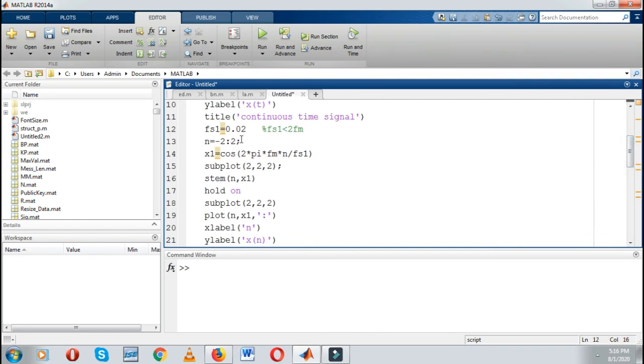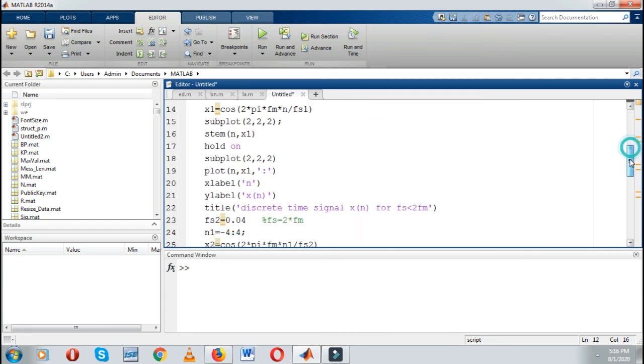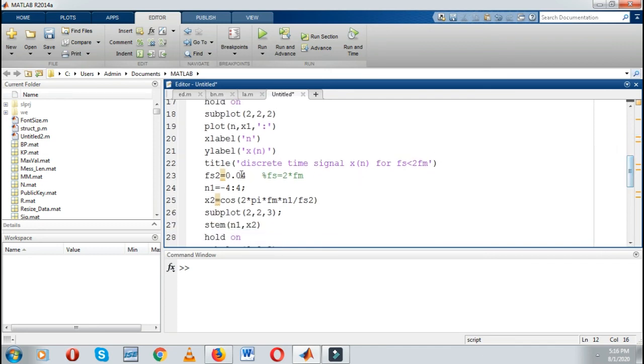Here I have taken a different time period, minus 2 to 2, for sampling time. So I have just changed some things in the signal. Then I have taken subplot and stem. Then I have taken hold, because I want to plot both the sampled and continuous signal in the same plot. So that's why I have taken hold and given the same subplot. So this is the first condition.